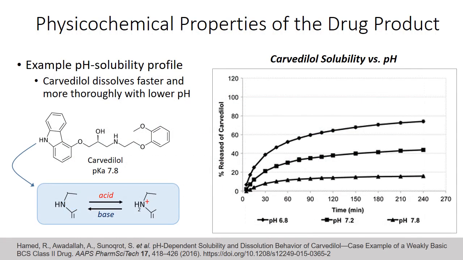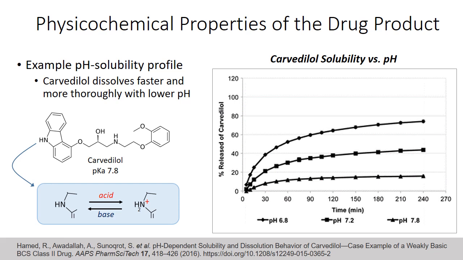So here's an example of how a pKa will influence the solubility of a real drug at different pHs. This is carvedilol. It's a beta blocker that's often used for heart failure. It's been out there for quite a while now. The brand name used to be Coreg, and I don't know if it still is used. But carvedilol has a pKa of 7.8.